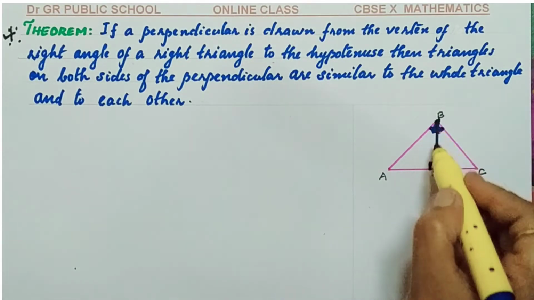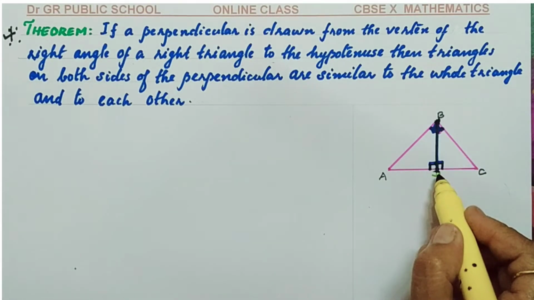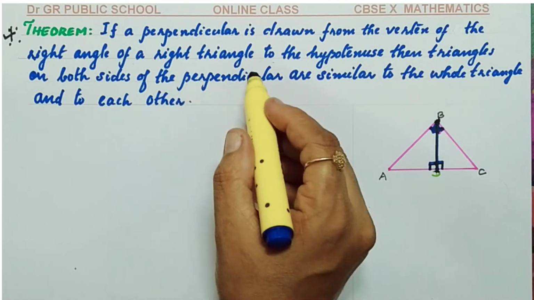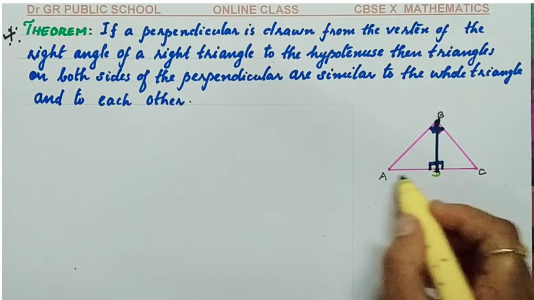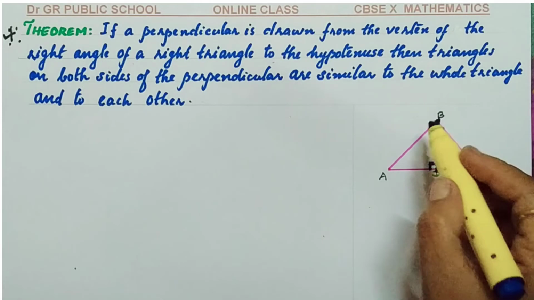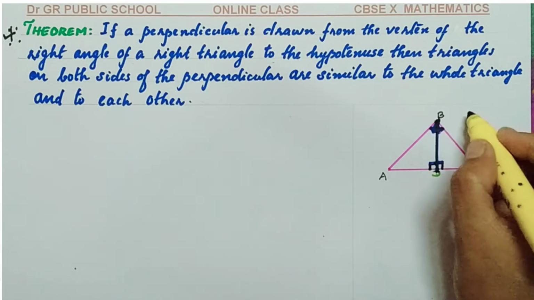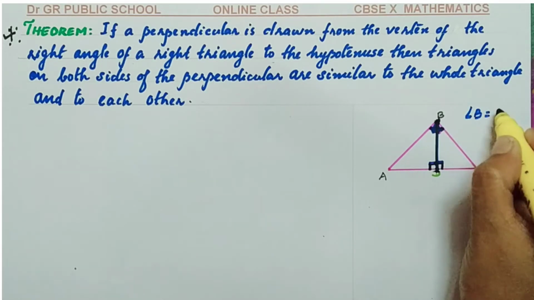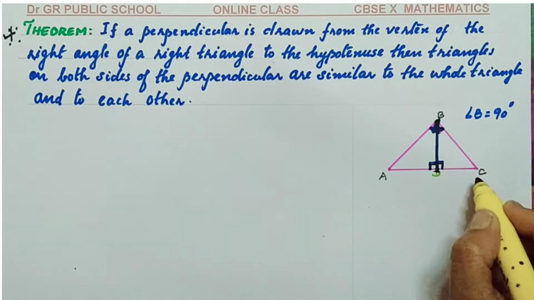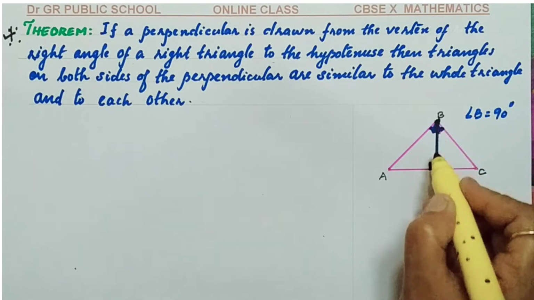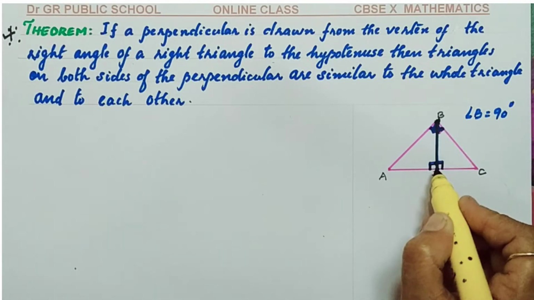So, if the perpendicular is drawn from the vertex of the right angle of a right triangle to the hypotenuse. You know that AC is the hypotenuse. Why? B is 90 degree. Here, angle B equal to 90 degree. Therefore, AC is the hypotenuse. So, the perpendicular is actually drawn to the hypotenuse.